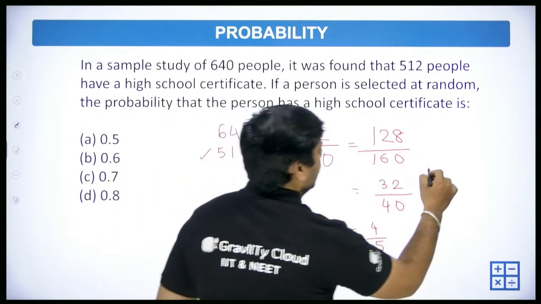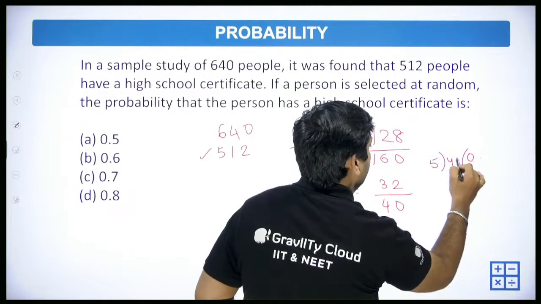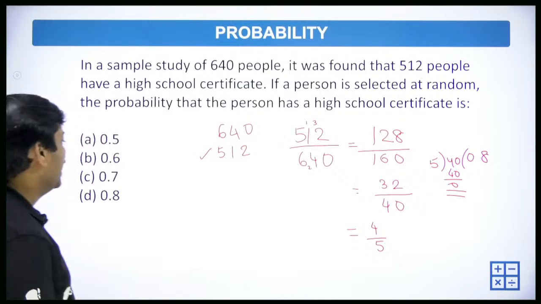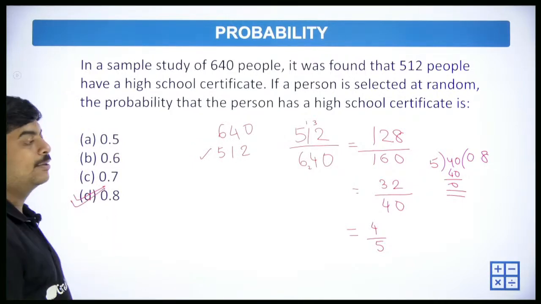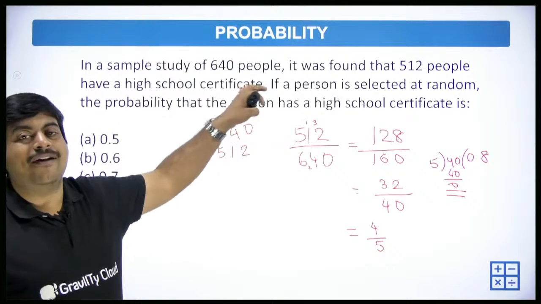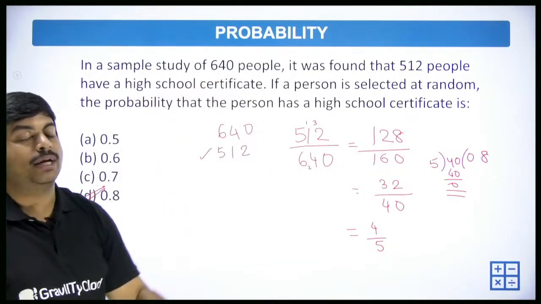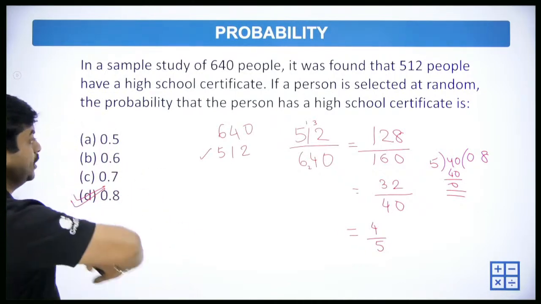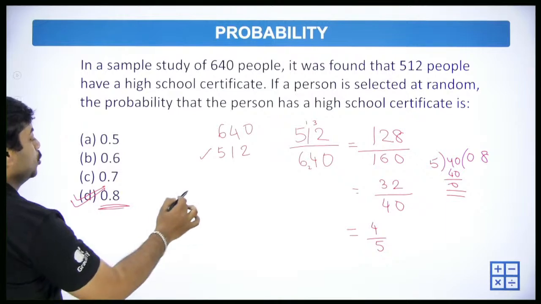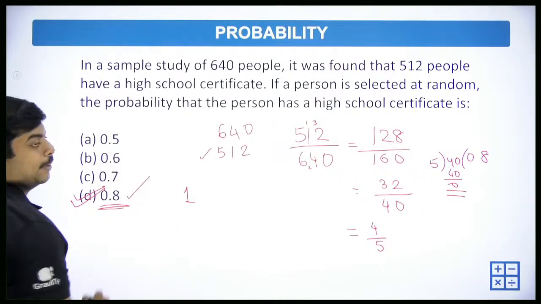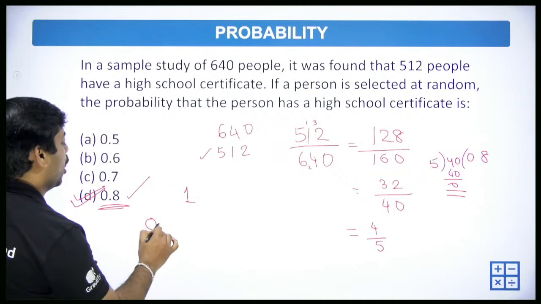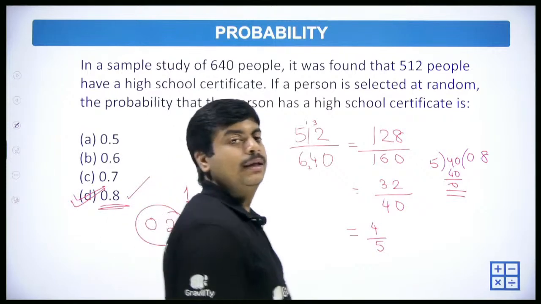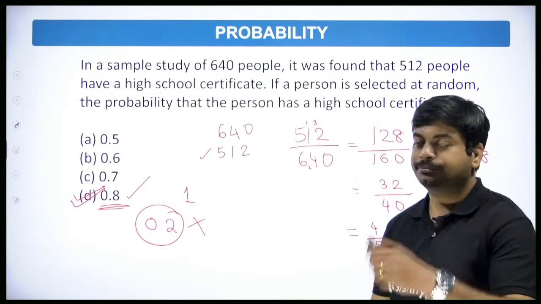So 4 by 5. Let me calculate that: 4 divided by 5, 5 eights are 40, that is enough to say 0.8 will be the probability. 0.8 is the probability of the person selected having a high school certificate. If the same question is asked for people who don't have a high school certificate, instead of doing the whole thing again, as you know the total sum should be 1, 0.8 is for people who have the certificate and 0.2 is for people who don't.